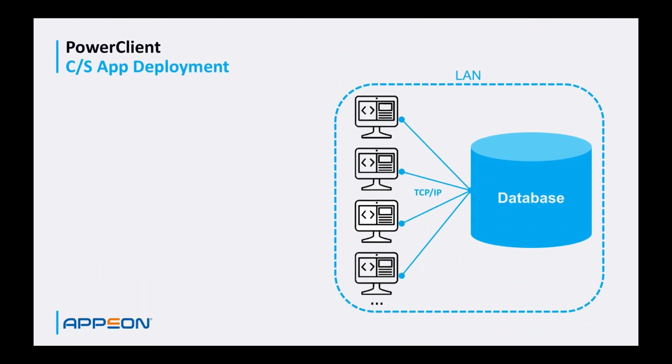So let's contrast this to PowerClient. PowerClient is a deployment option. It's not a different architecture for the application. So if you take a look at the runtime, it's exactly the same as before. It's a client-server app. You have multiple users. Each one has an app on their machine with a database driver that's making a TCP/IP connection. Again, this would be within the firewall, typically on-premise.